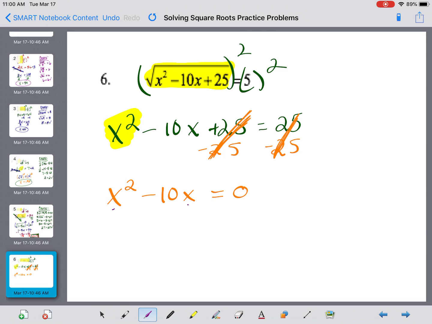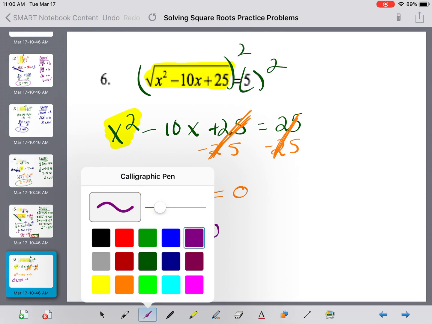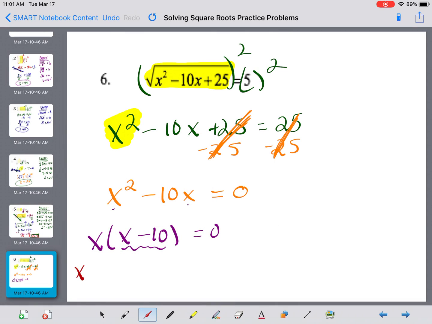They both have at least one x, so I'm going to take out an x. And then when I write my leftovers, I'm left with x minus 10. If I look at my leftovers, they're still not perfect squares, so that means I'm done factoring. So I'm going to set each piece equal to 0. I'm going to say x equals 0 and x minus 10 equals 0. This is already solved for. X is already by itself, so there's one solution.